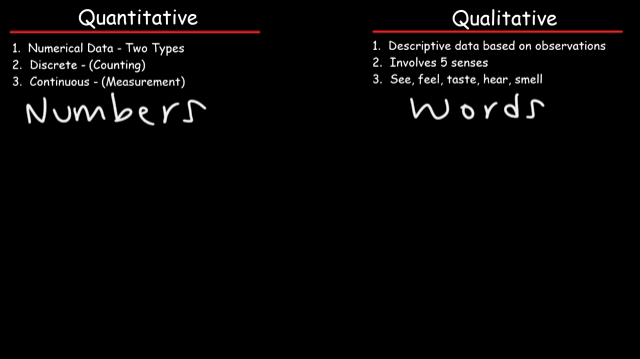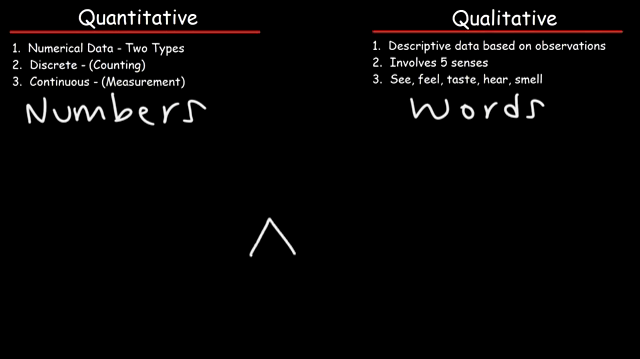So let's say if the cat's fur is black. Is that quantitative or qualitative? Here we're dealing with color. There's no numbers here. And so this is dealing with the visual senses. We're seeing the color, and we are describing it using words. So this would fall under the category of qualitative data.